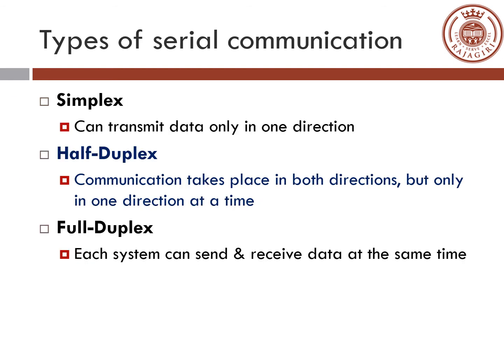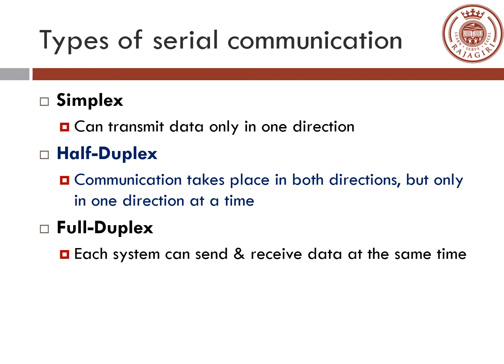There are three methods for data communication. The first one is called simplex, where you can have data transmission only in one direction. So if you have two devices, A and B, A can send data to B. A is the sender and B is the receiver. B is not able to send data back to A.